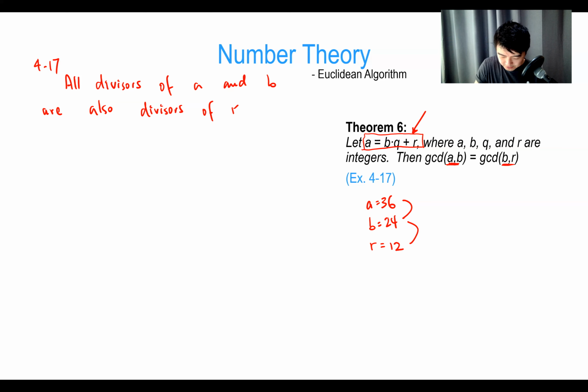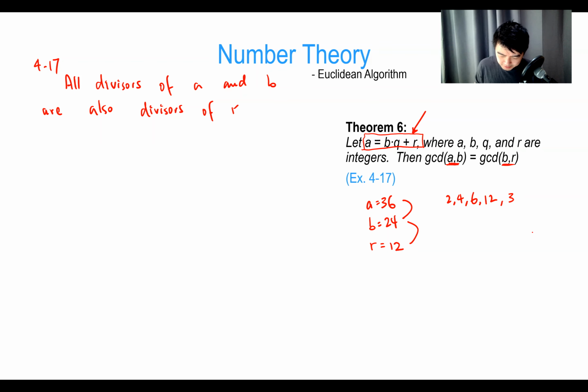If I have 36 and 24, what are the common divisors of 36 and 24? Well, we have 2, we have 4, we have 6, not 8. We also have 12. And is that it? Oh, we have also 3. Okay, I think that's it, right? I hope I'm not missing any.